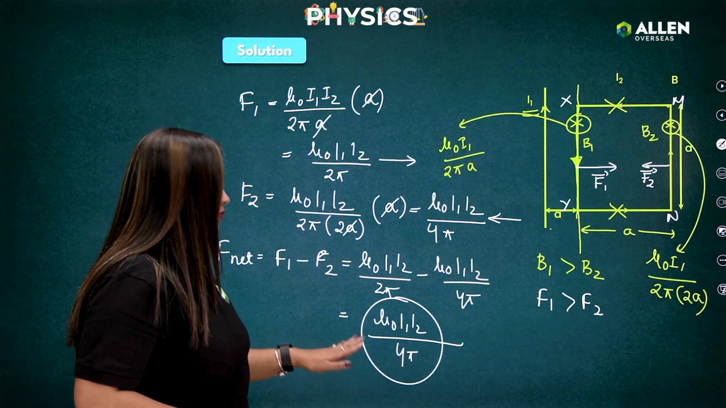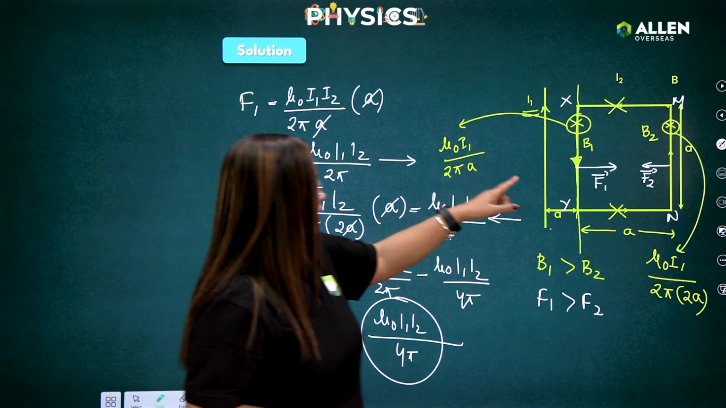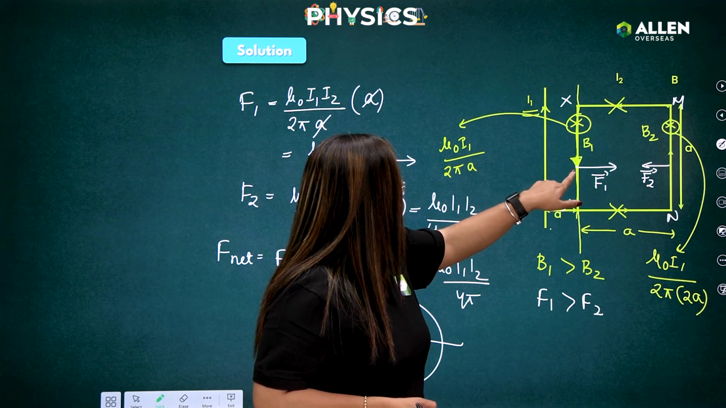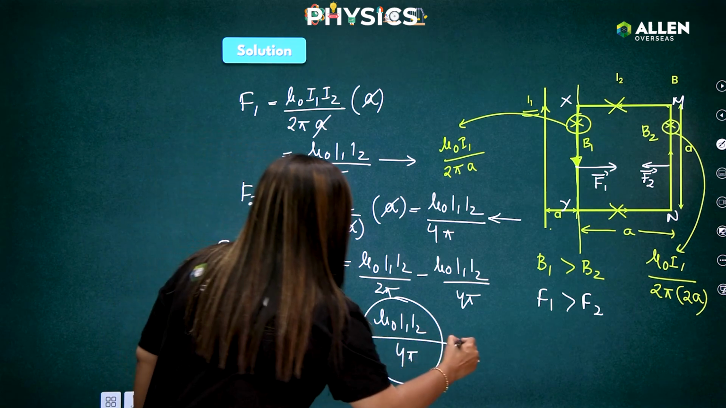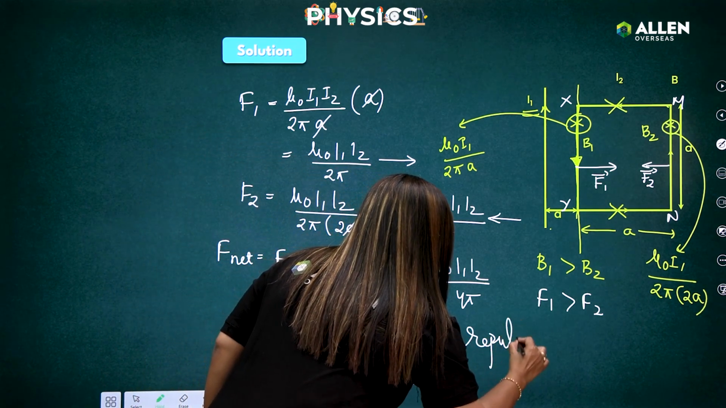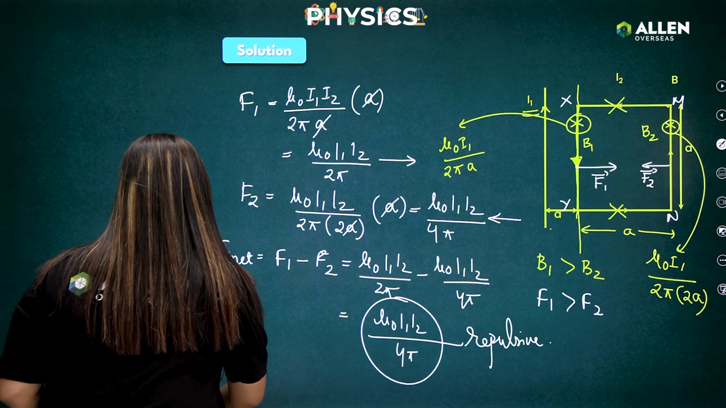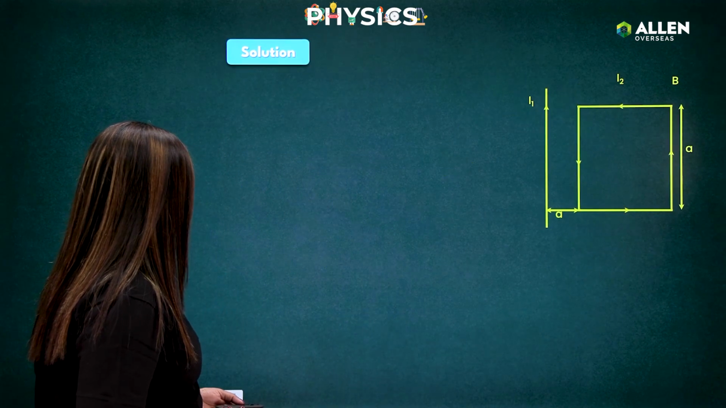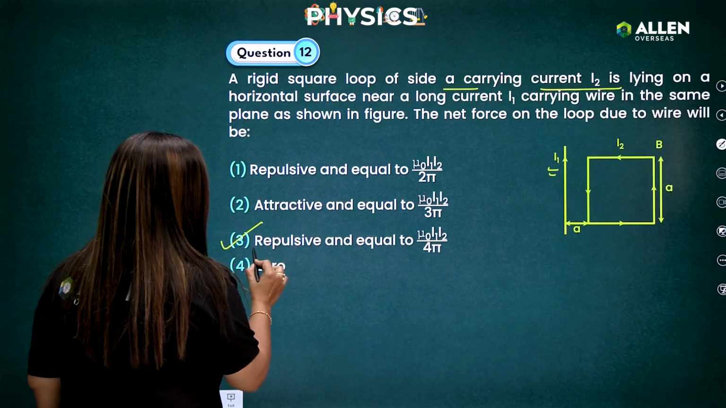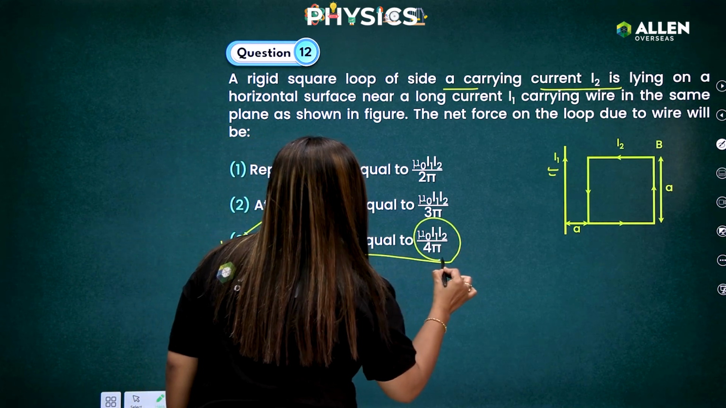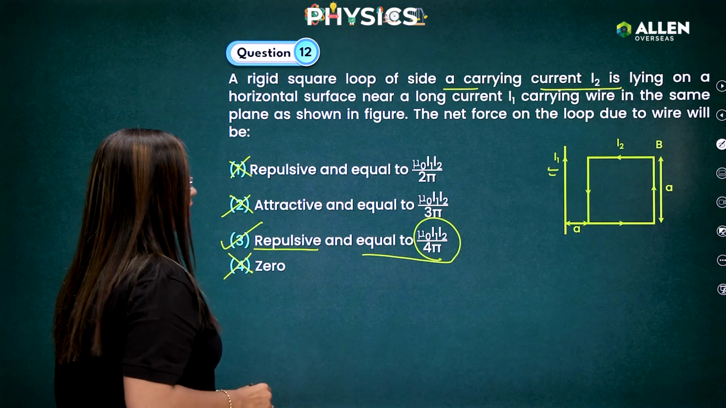Now, this is the expression for the net force, and should it be repulsive or attractive? The nearest wire is carrying a current which is opposite to the direction of I1. So, that is why the force is going to be repulsive in nature. Let us compare the answer and check which one is the correct answer. Yes. So, the answer is option number 3, which is repulsive and equal to this much. So, these are not the correct answers, and definitely it is not going to be 0.